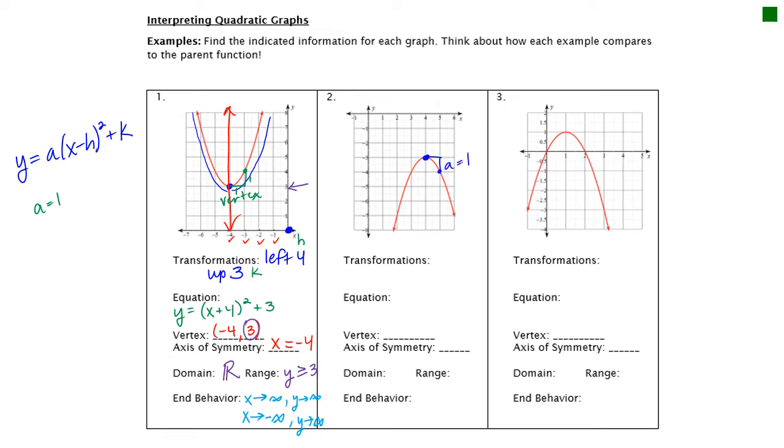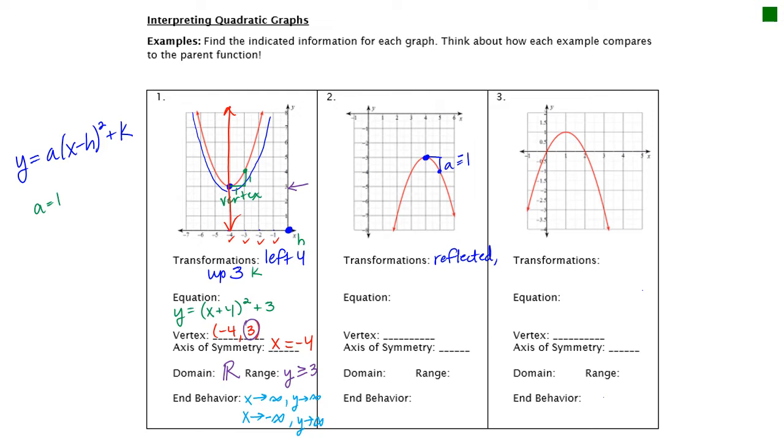So that's telling me my a value is 1. And then I also notice that my graph is upside down, so that means my a value is negative. So I'm going to write that a is -1. And then when I do my transformations, I'm going to write that it was reflected because it's negative and it's upside down. And I don't have a vertical stretch or shrink. I don't have to write that because the number is 1.